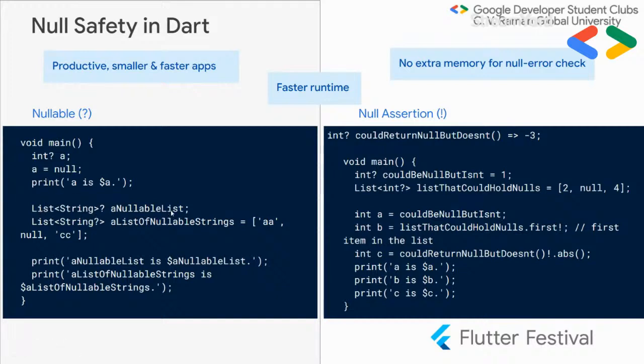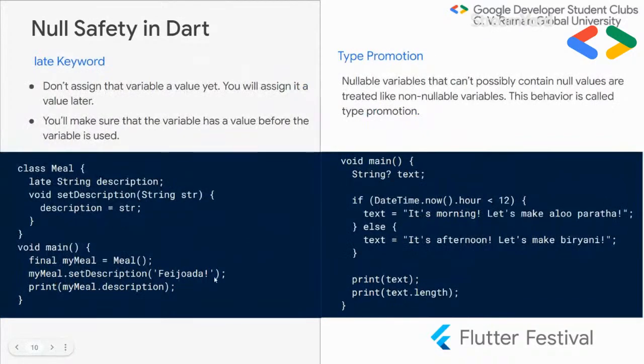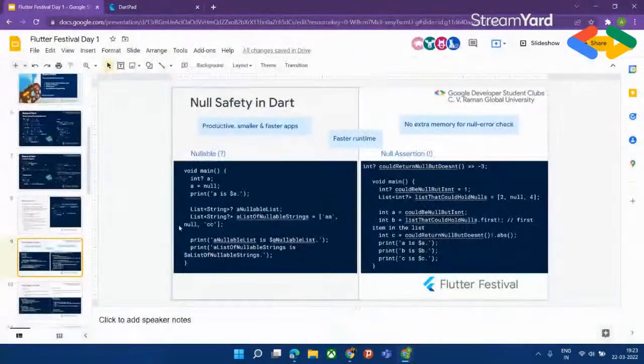Next up, we see a declaration called a nullable list. If the whole list is going to be nullable, for that we have given a question mark after the string bracket. And if any internal item in a list is going to be nullable, for that we have declared the internal string list item as nullable. So let's check this out on our DartPad.